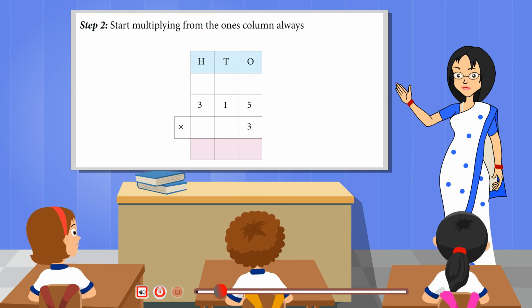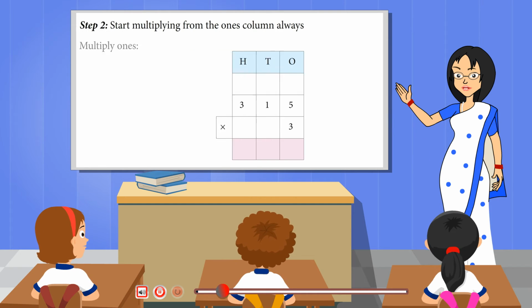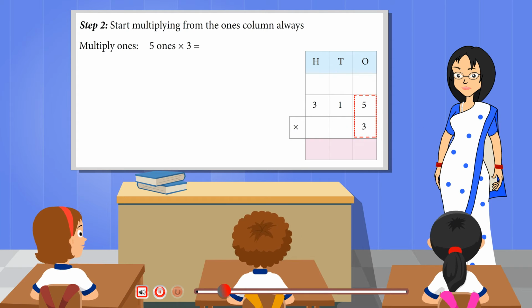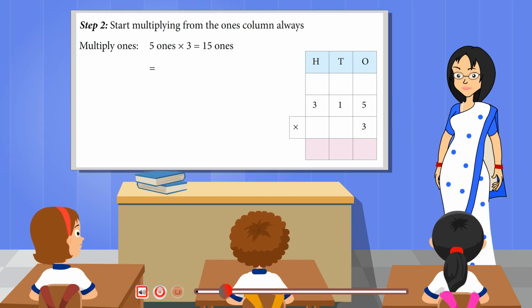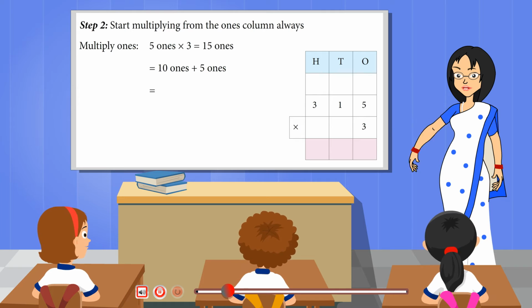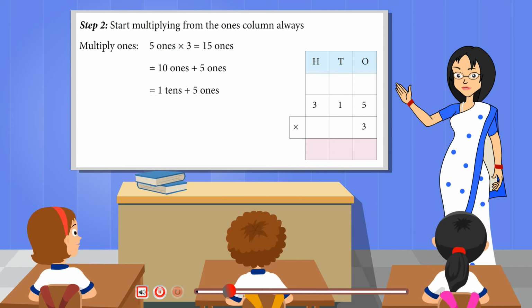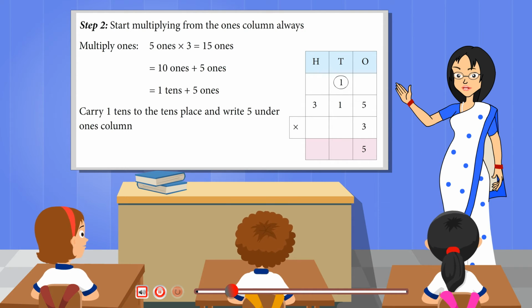Step 2. Start multiplying from the ones column always. Multiply ones. 5 ones into 3 is equal to 15 ones, which is equal to 10 ones plus 5 ones, which is equal to 1 ten plus 5 ones. Carry 1 ten to the tens place and write 5 under the ones column.